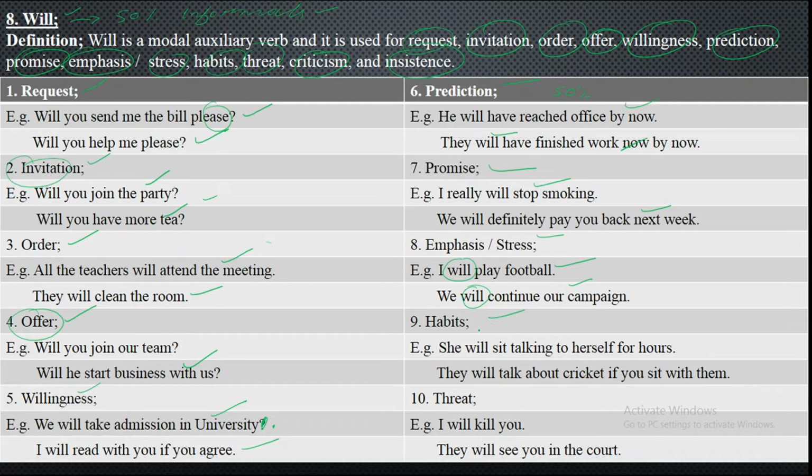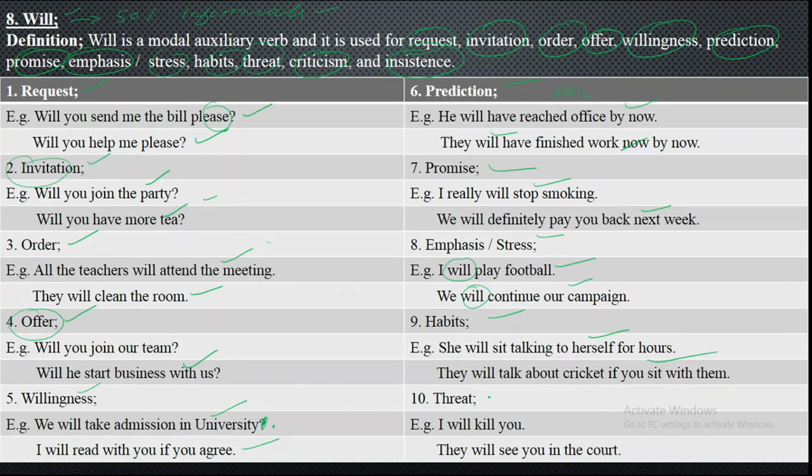And habits. Like some people have got their habits, it is hard to leave them. So where you will be using the sentences for habit, you make it with the help of modal auxiliary verb will. She will sit talking to herself for hours, and they will talk about cricket if you sit with them. So that is their habit. When you sit with them, they will speak about cricket.